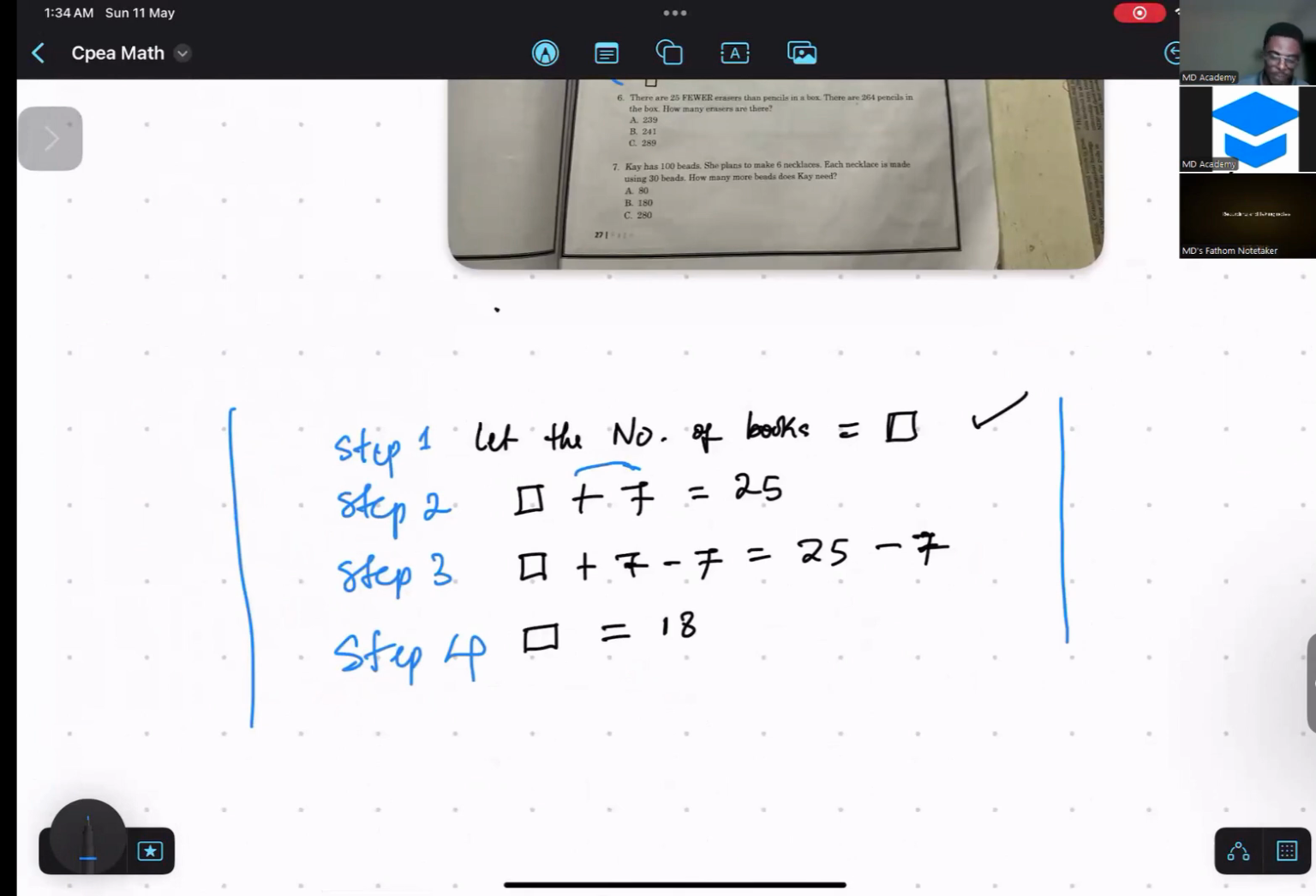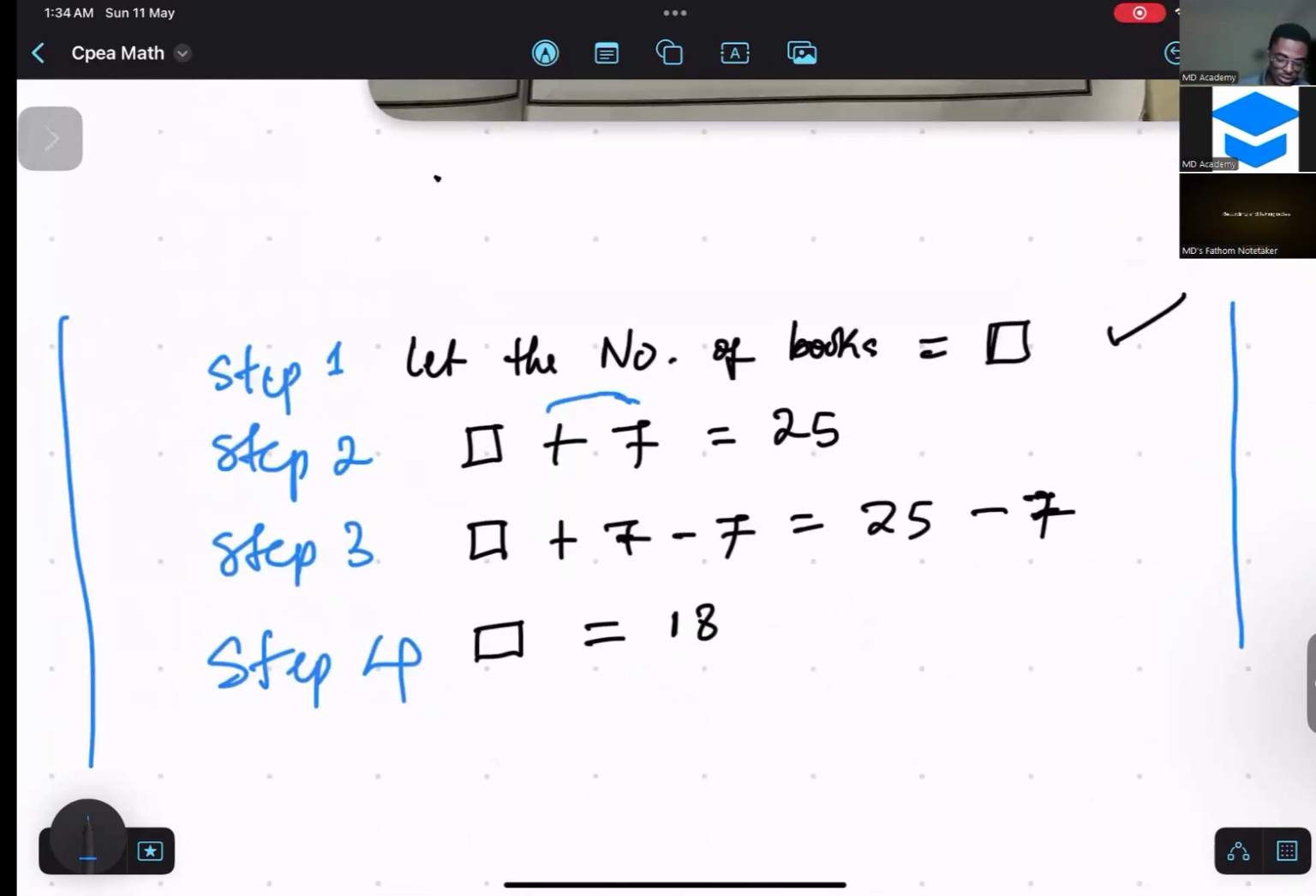All right. But because the 7 is only added to box, it means that the only way to neutralize that addition is a subtraction. So that's the reason why we have to say a negative, which is a minus, which is minus 7 to subtract from 7 to neutralize it. And when you neutralize it, this will turn to be 0. And so you have the box left alone in this side of the equation. And that is the goal.